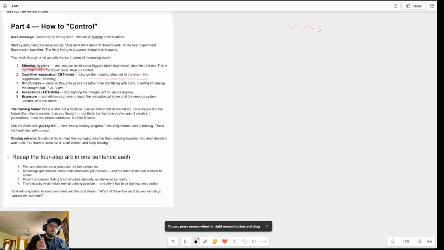Acceptance. Stop fighting the thoughts. Act on values anyway. Yeah, well, that's quite hard, isn't it? Like when thoughts appear in your head, when you've got resentment, for example, you've been humiliated somewhere, and so on and so forth. It's really hard to stop it, and really hard to think about other things.